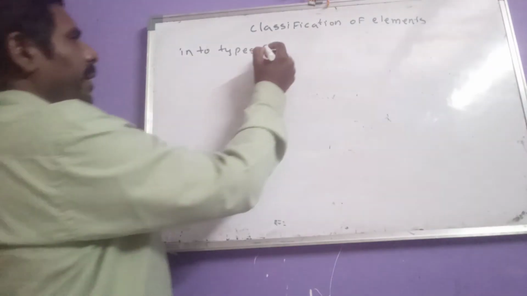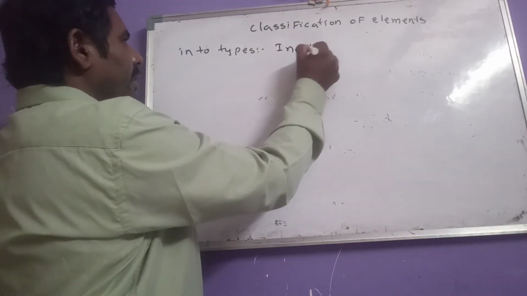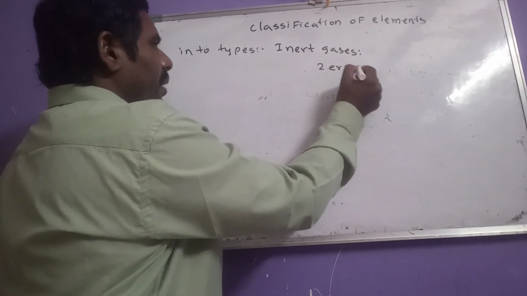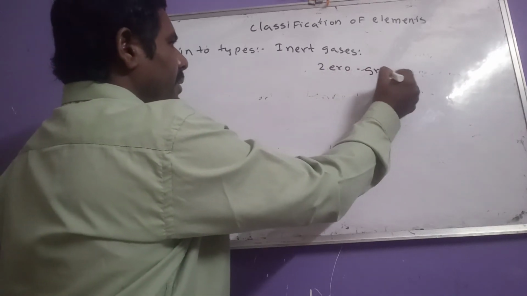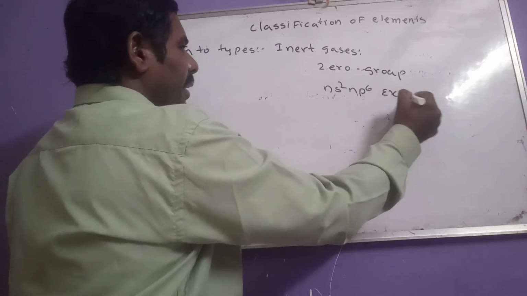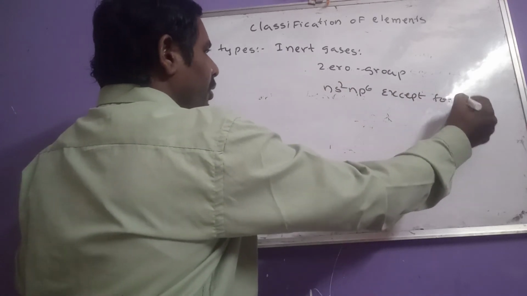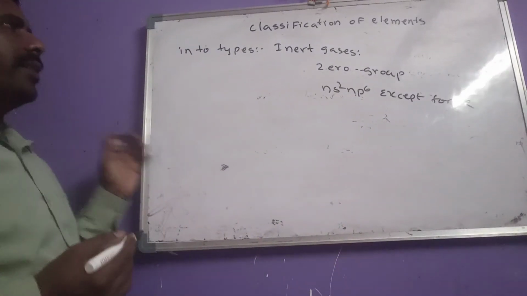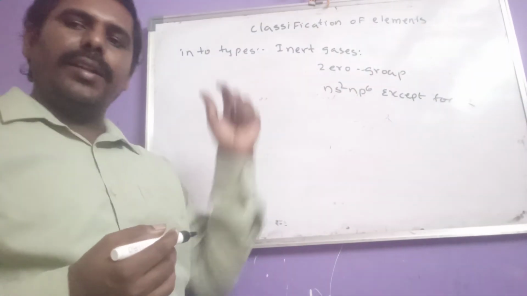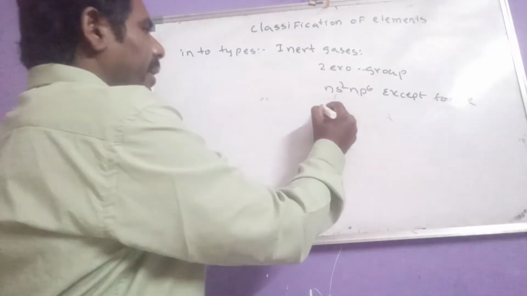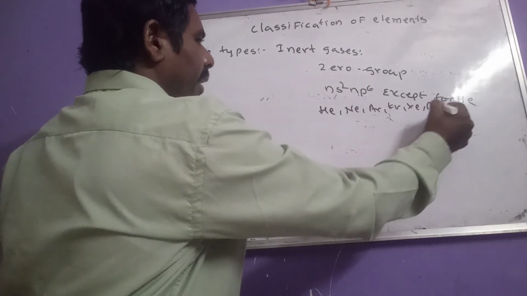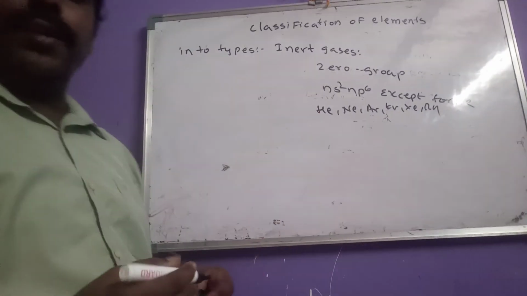What are those types? The first one is inert gases. Zero group elements are called inert gases due to octet electronic configuration, except for helium. Due to the octet configuration, they are highly inert and do not participate in bonding. So they are called inert gases. What are those elements? Helium, neon, argon, krypton, xenon, radon.